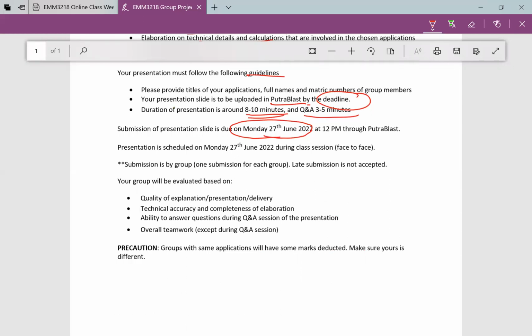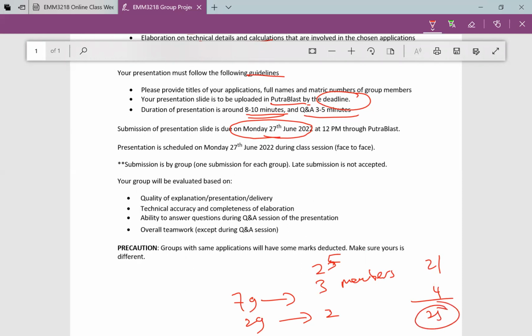Let me know. In terms of the groups, you can choose your own groups. There are 25 students in this class, right? So 7 groups will have 3 members, and then 2 groups will have 2 members. So that will be 21 plus 4, 25. Members, you choose yourselves, discuss among yourselves. I hope that way it's easier for you to do the assignment.